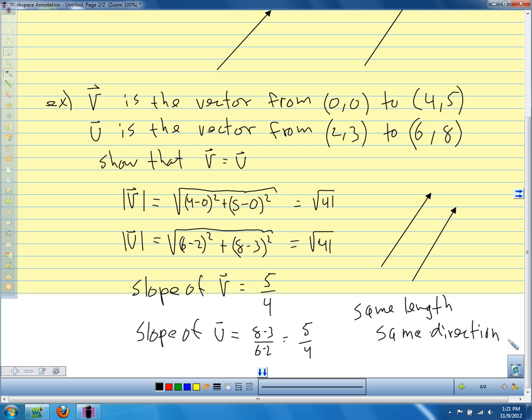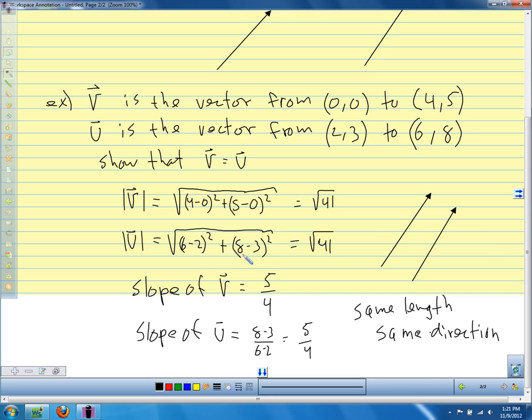Yeah, Kevin. You just do like 4 minus 0 and 5 minus 0? You have to do the 4 minus 0 squared. As long as you figure out that this part under the square root is the same, but you do have to use a distance formula to make sure they're the same. As long as I knew that this was 41 and this was 41, that would tell me that they were the same. But we do have to use a distance formula to figure out that they're the same length.